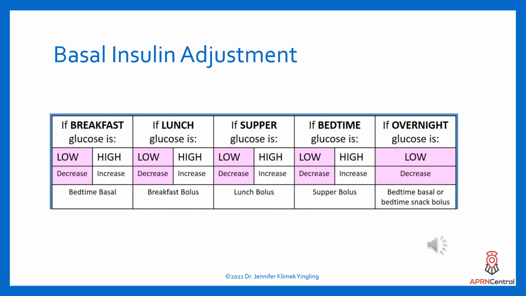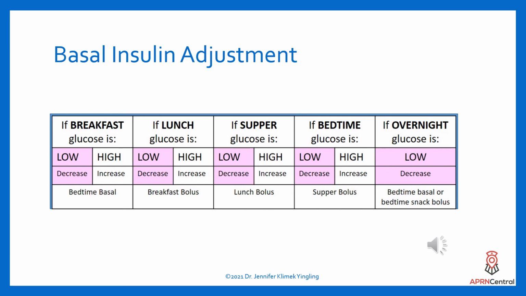Can be kind of tricky is how do you adjust the basal insulin? And I like this grid because it kind of breaks it down for you. So if the breakfast glucose is low, you are going to decrease the bedtime basal. If it's high, you're going to increase it. If the lunch glucose is low, you're going to decrease the breakfast bolus, or if it's high, you're going to increase that breakfast bolus. If your supper glucose is low, you're going to decrease the lunch bolus. And if it's high, you're going to increase that lunch bolus.